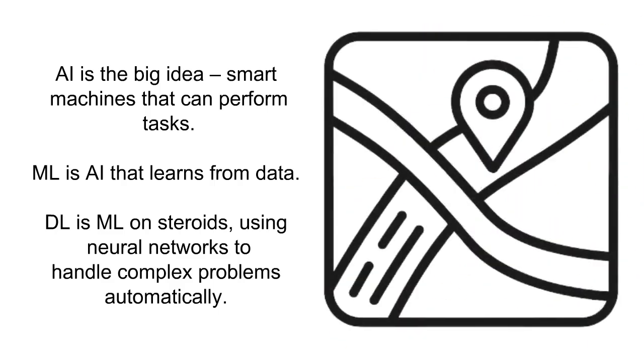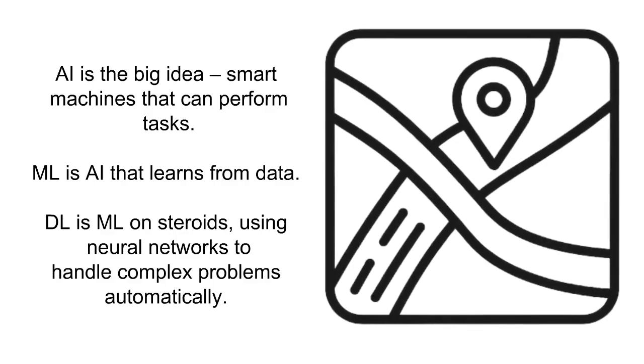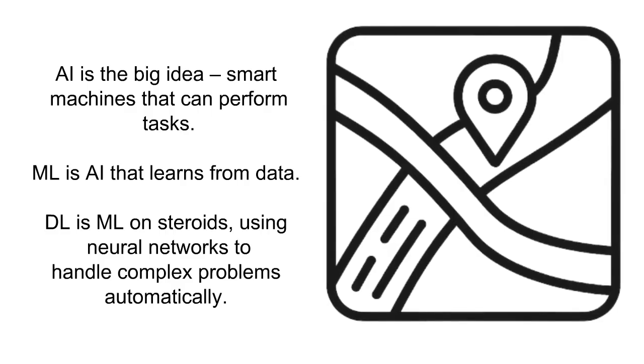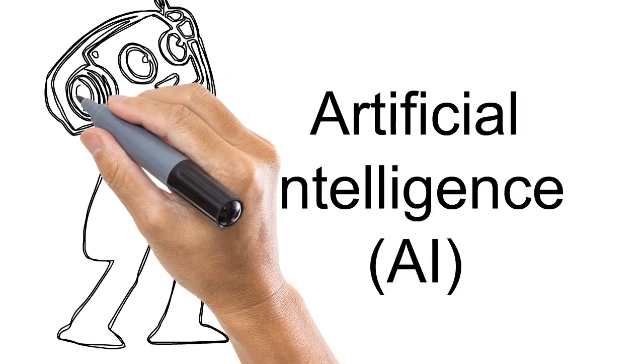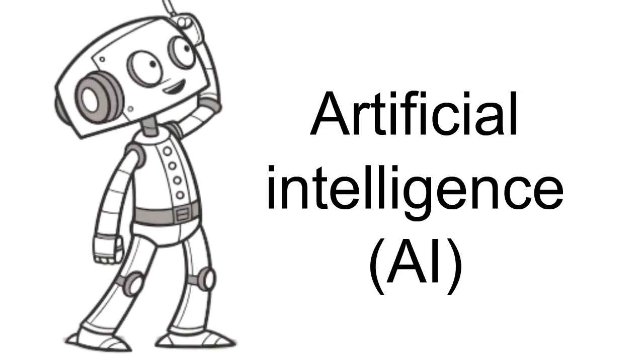Let's summarize. AI is the big idea, smart machines that can perform tasks. ML is AI that learns from data. DL is ML on steroids, using neural networks to handle complex problems automatically.